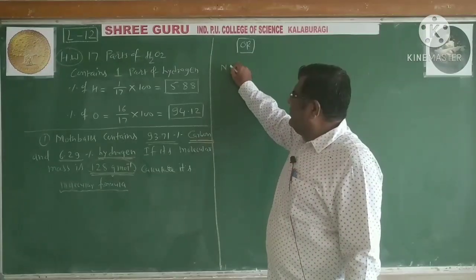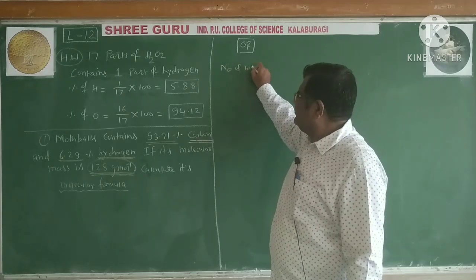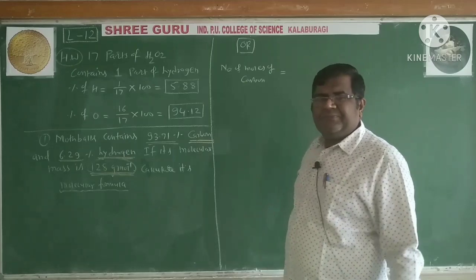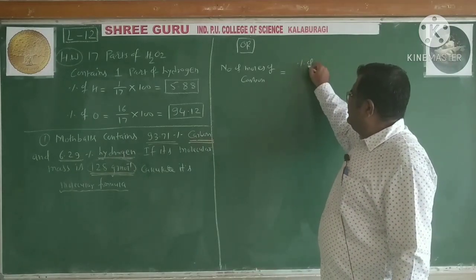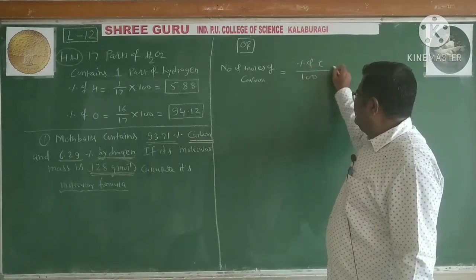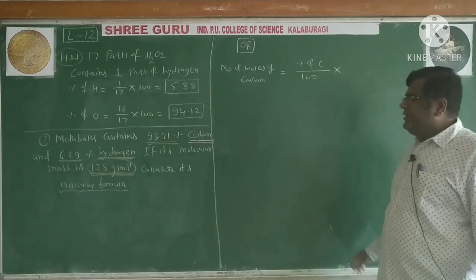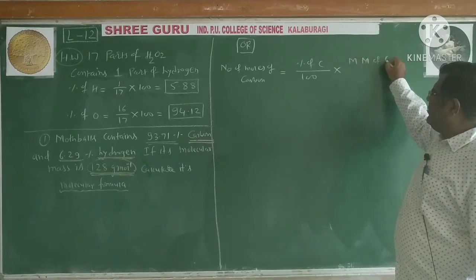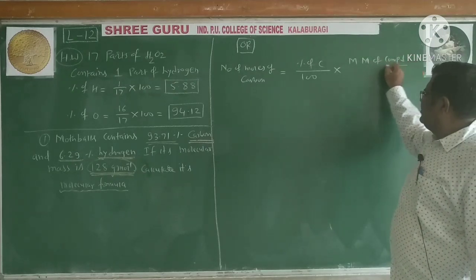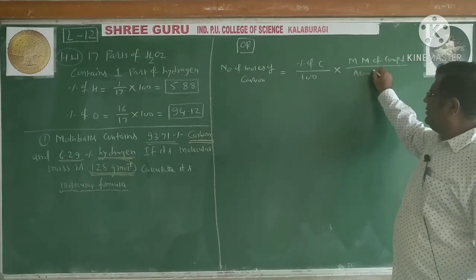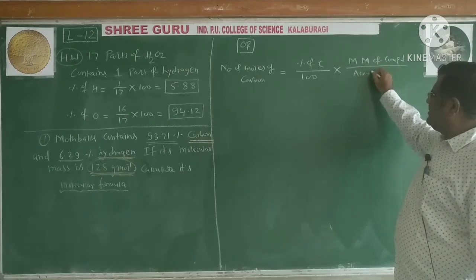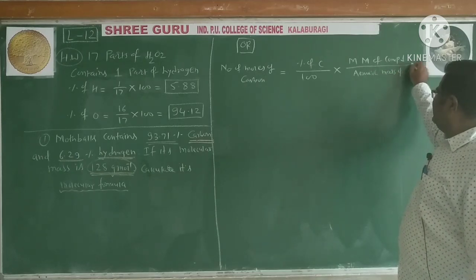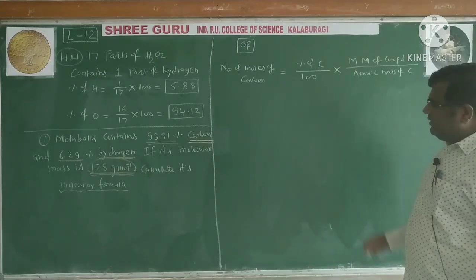So indirectly, the number of moles of carbon you can calculate. That is nothing but percentage of carbon by 100 multiplied by molecular mass of compound divided by atomic mass of carbon, because we are calculating the number of moles of carbon.